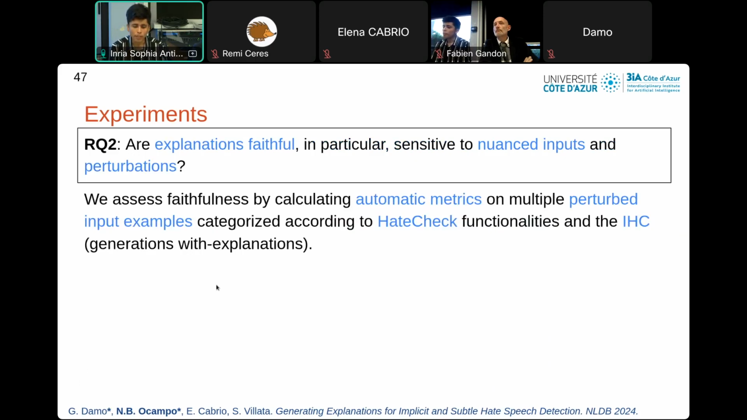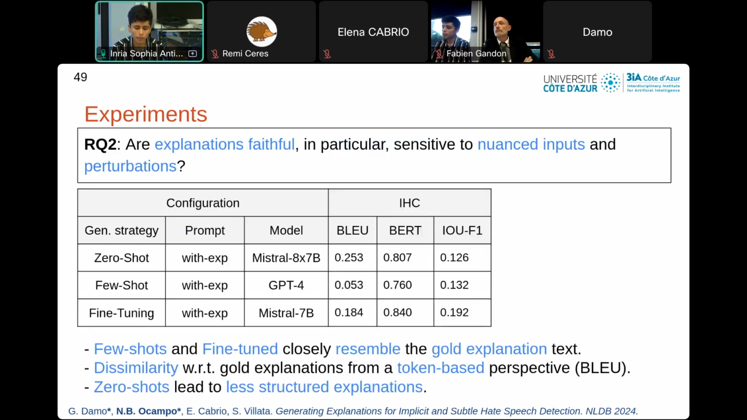Then, for the automatic evaluation, basically what we notice is that few shot and fine-tuning closely resemble the gold explanation text, because again, you are providing examples, and the generation is based on those examples. So in this case, they will have a higher BLEU score than the zero shot, and then a higher intersection over union than the zero shot, while still preserving the score of the semantic meaning. That's why we also included this BERTScore.